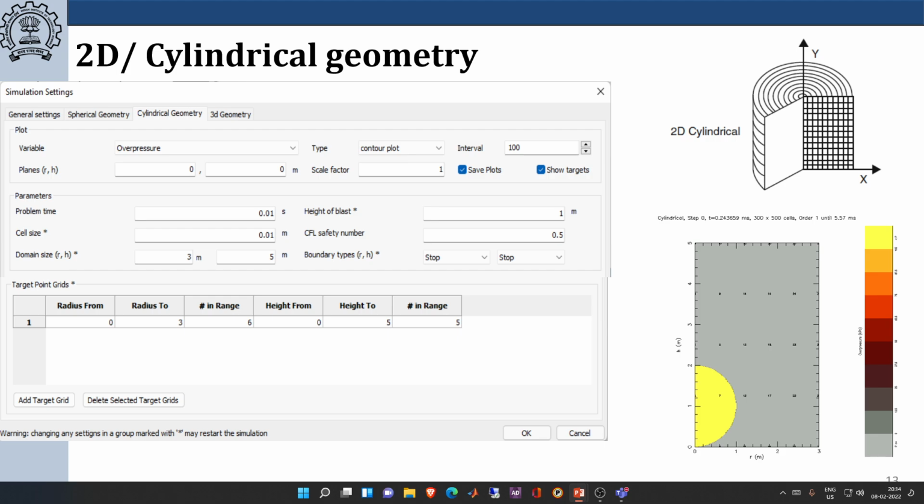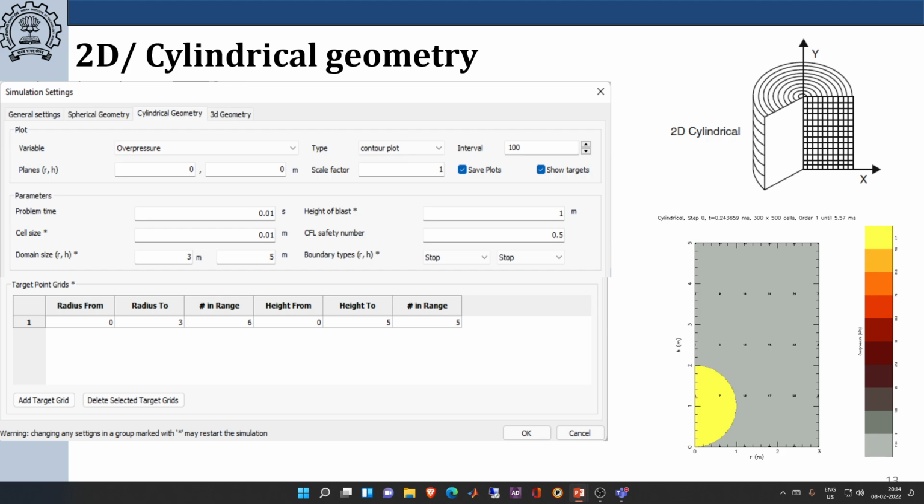No, no, no. See, for spherical and cylindrical, you try to keep lower cell sizes so that your blast wave is resolved properly. As you go to farther distances, you can keep higher cell sizes also. But it is mesh sensitive. What I want to say is it is cell size sensitive.